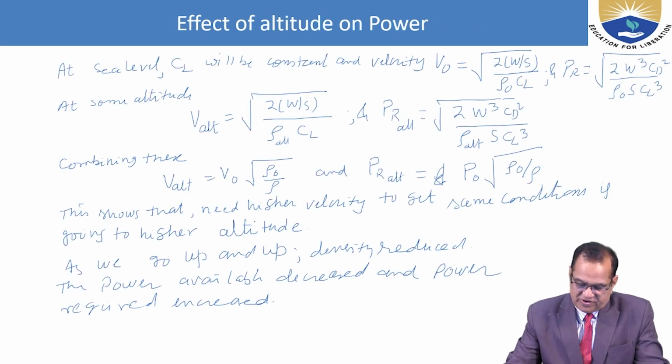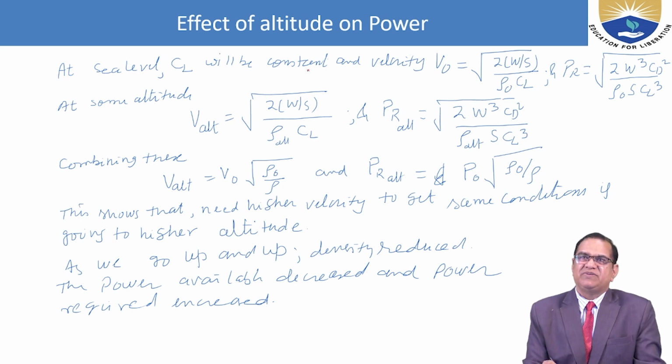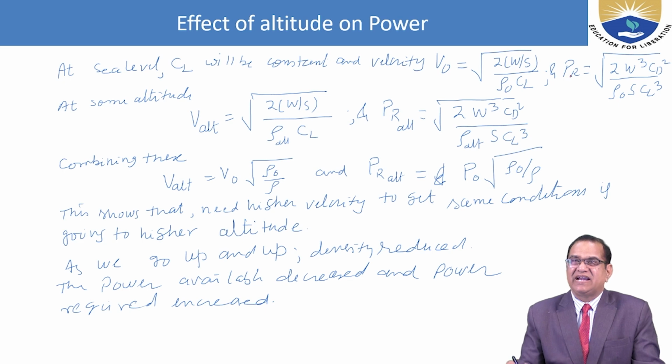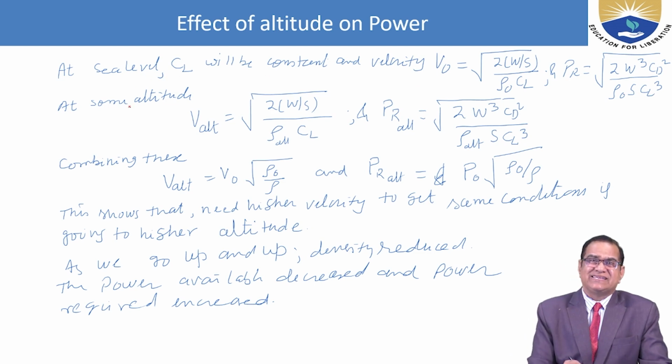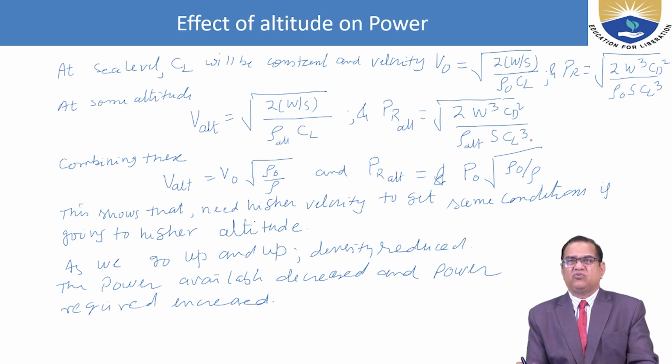Effect of altitude on the power. Now we will discuss about the altitude, this rho, how much it is differing. At sea level, CL will be the constant and the velocity at the sea level, that is V naught, is equal to root of 2W by S rho naught CL, and the PR will be 2W cube CD square by rho S CL cube. At the same altitude, V altitude is equal to root of 2W by S rho altitude CL, and the PR is equal to 2W cube CD square by S CL cube.